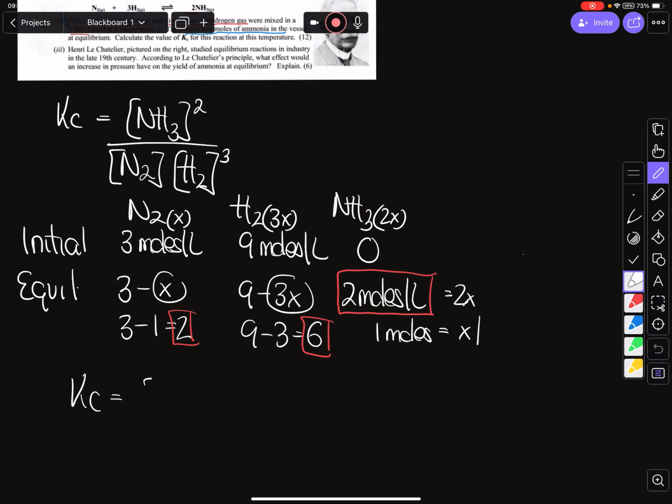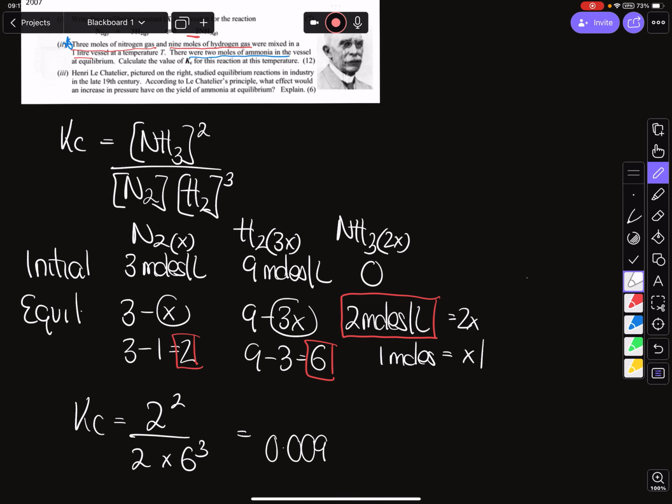That is going to be equal to 2 squared all over 2 by 6 cubed. And when I do that piece of maths, I get 0.009. And I always ask that you make sure that once you've finished your calculation, you've answered the question asked. So if you go back and look at our question up here, it says calculate the value of Kc for this reaction at this temperature. So this is now my final answer.